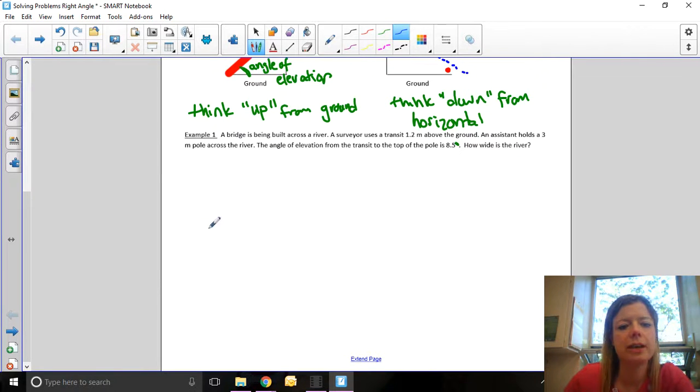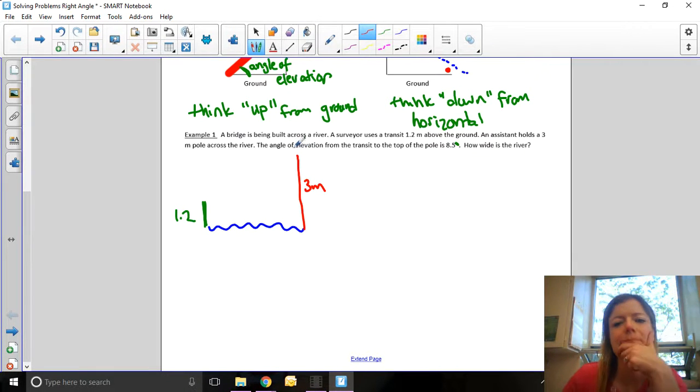Okay, so here's the river. And on one side is a transit, which is basically one of those things that if you ever are driving on the highway and you see those guys measuring stuff, it's those things with a radar on the top. So this transit is 1.2 meters high. And then on the opposite side, there is a pole that is 3 meters high. So it should look just about twice as big.